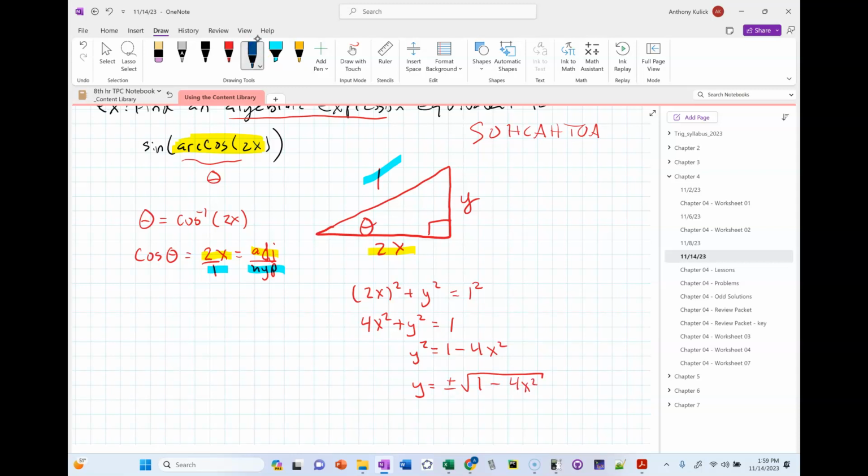Now, wait 1 second here, though, Mr. Kulik. What is y representing? A side length for a triangle, right? An unknown side length for a triangle. Should that be plus or minus? No. Can triangles have negative side lengths? No. So we'll discard the plus or minus. We'll do that every time on problems like these because we're always going to be resolving this into a side length of a triangle.